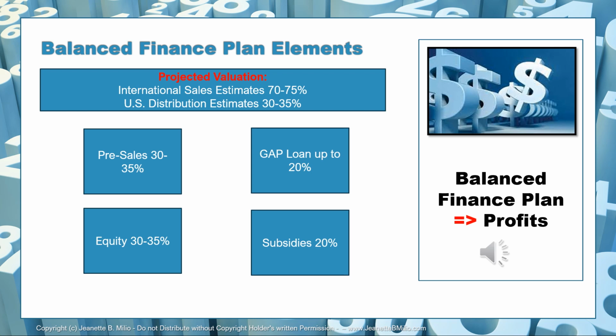So what else do we need? We would like to see pre-sale distribution agreements generated in the value of 30 to 35% of the budget at minimum, if possible. We would like to see a gap loan against unsold distribution rights revenues that we can still generate of up to 20% of the budget. We would like to see subsidies, which are production subsidies in regions where we would shoot the movie, of at least 20% of the budget. And we want to see the equity not to exceed 35% of the budget. If we are able to balance the finance plan this way, we are very likely to generate profits.